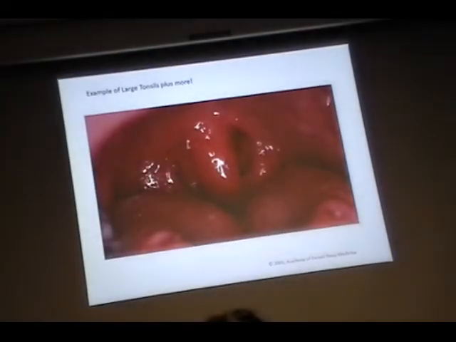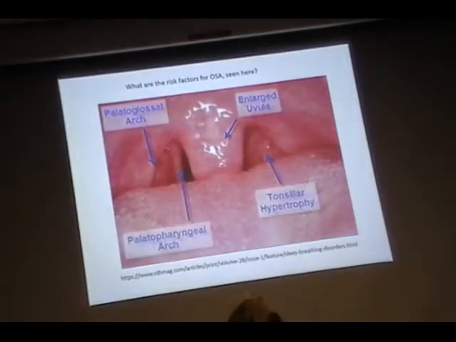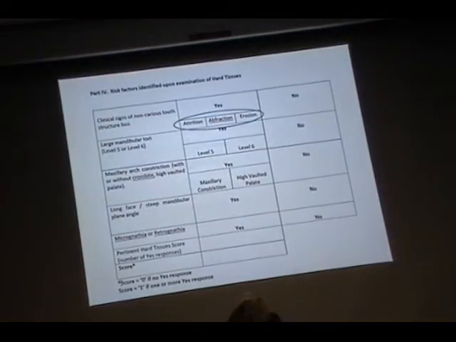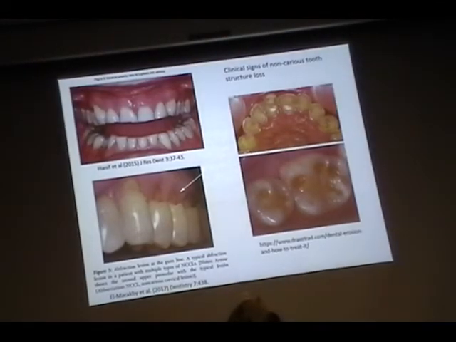This is the tonsillar stuff. Look at that. You think that person's going to snore? You bet it will. You bet. A little bit of anatomy, so you get, this is the anatomy. Next. And then the teeth.